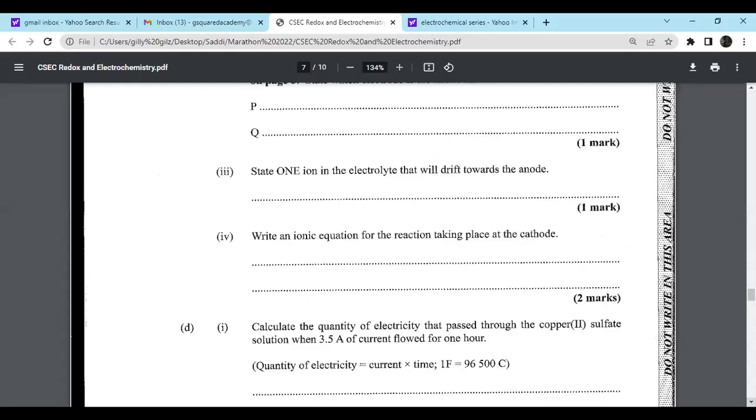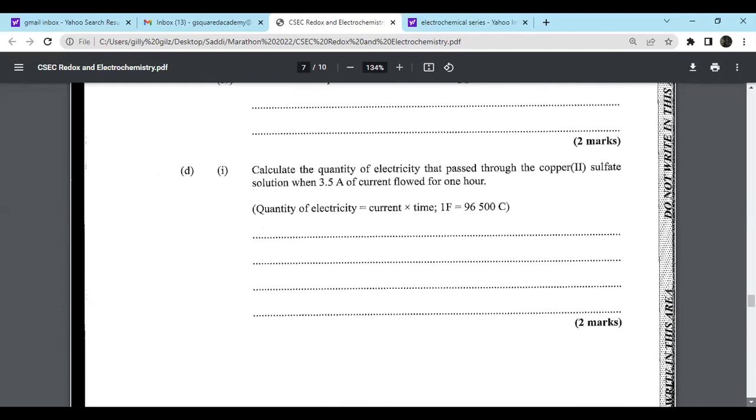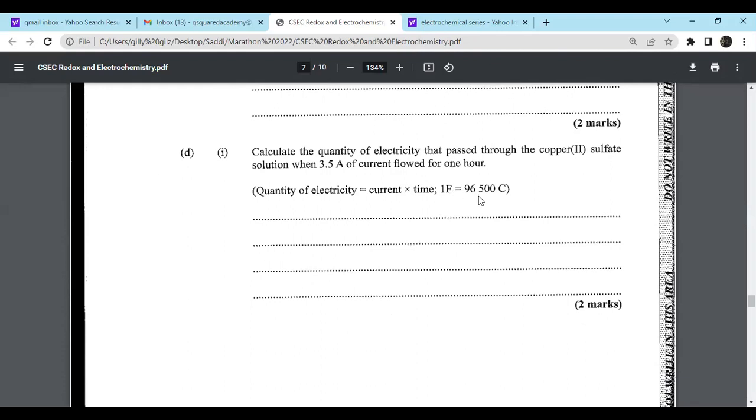First question. Calculate the quantity of electricity that passed through the copper 2 sulfate solution when 3 amperes flowed for 1 hour. And this is pretty straightforward. Notice here they say 1 Faraday is 96,500 coulombs. So you're trying to find the quantity of electricity. They gave the equation. So the quantity of electricity is Q is equal to IT, and they have actually given the equation.